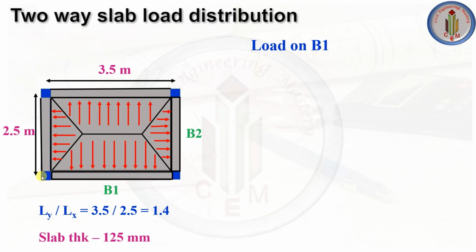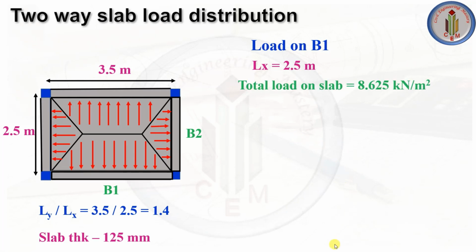So particularly this column will carry half of this beam load and half of this beam load. So let's find out the load coming on B1 and B2 and then calculate the load which is coming on this column. Find out the load on B1. We need to consider the shorter span as 2.5 meter. Total load on slab is 8.625 kilonewton per meter square. So we need to consider the trapezoidal load distribution. So this trapezoidal area of the load will transfer to this beam 1.